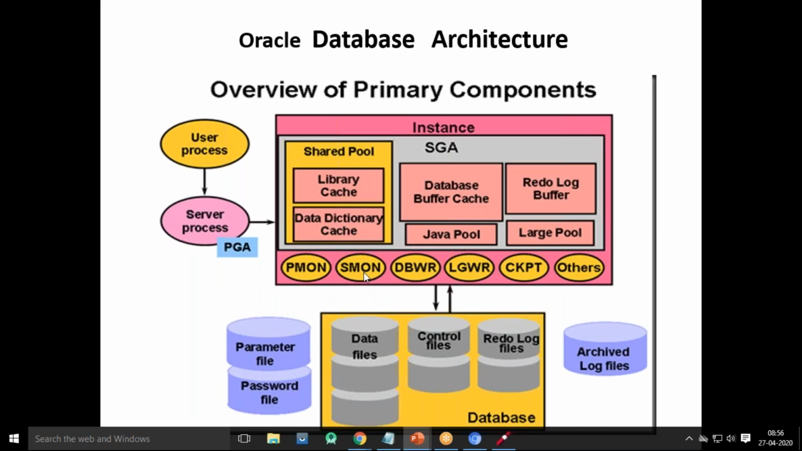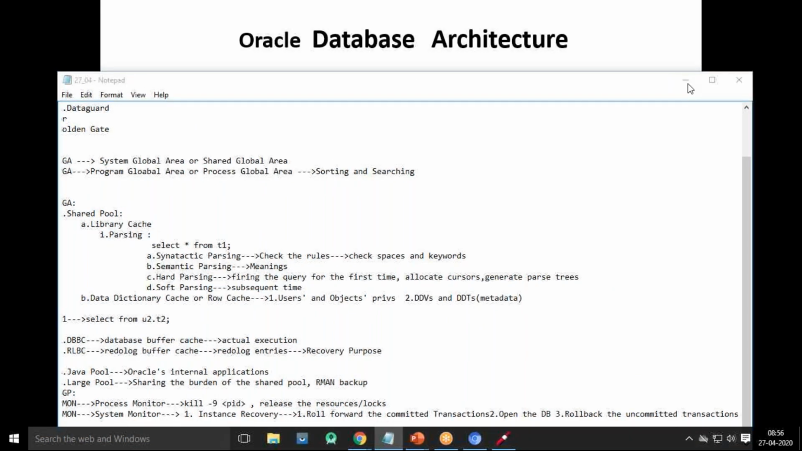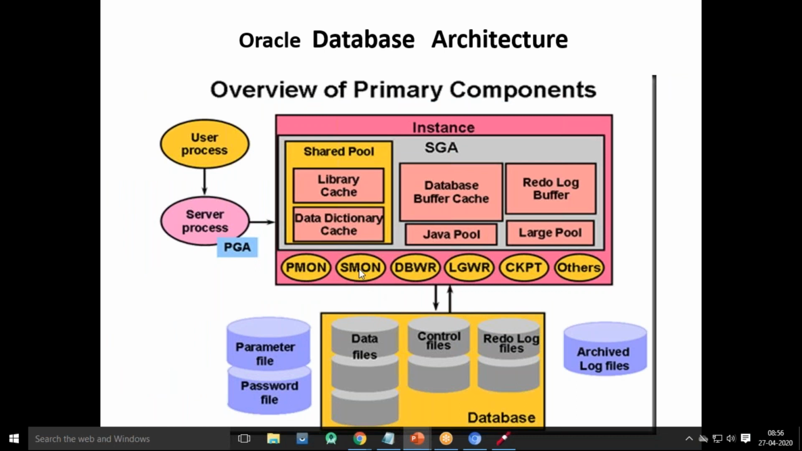So SMON will roll forward the committed transactions. What does that mean? We have 50,000 committed records, so it will roll those forward because we have committed, isn't it? At that time it crashed, so it is rolling forward. Rolling forward means flushing all those records into the data files. All the committed records will be flushed into the data files. Then it will open the database.